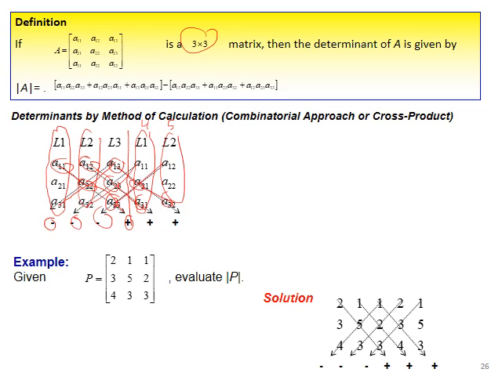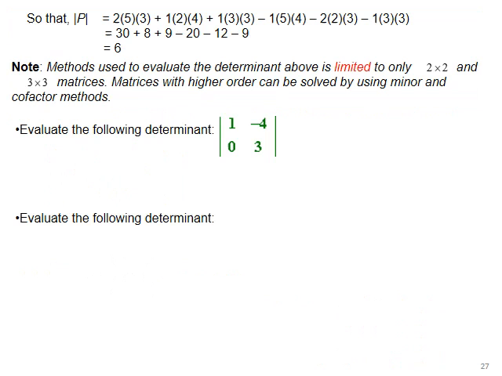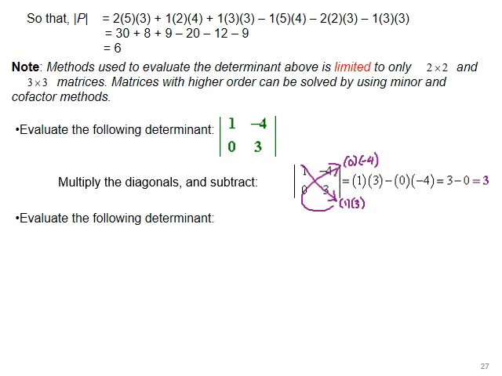Let me show you. The first column here, I copy it. The second column, I copy it. Now, I will do this: 2 by 5 by 3 plus 1 by 2 by 4 plus 1 by 3 by 3 plus minus 1 by 5 by 4 minus 2 by 2 by 3 minus 1 by 3 by 3, as you can see here, and do the math. More examples to practice. You see this, I will multiply them, minus these I will multiply by them, as you can see here.